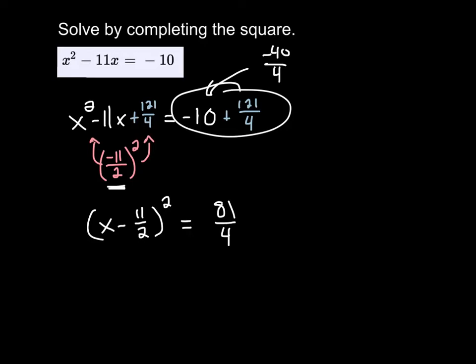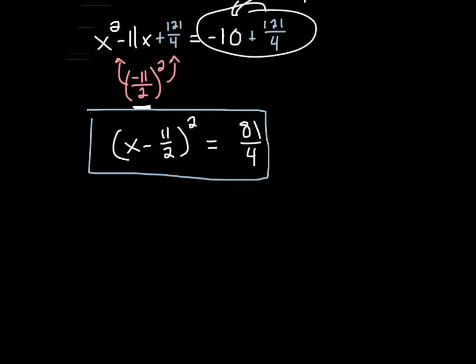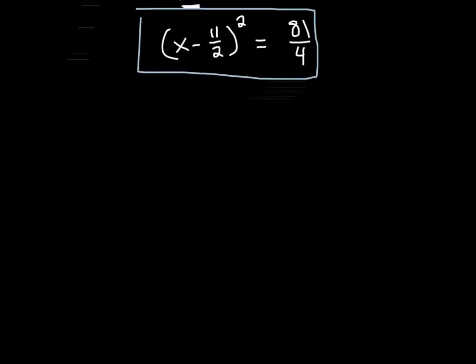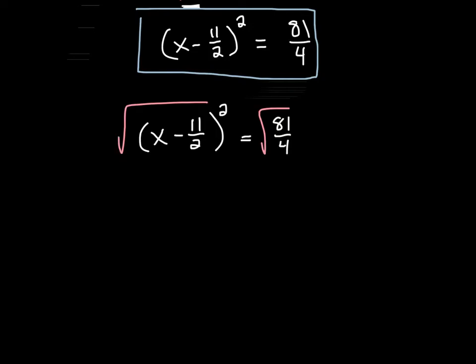So this equation right here now is the form of, I've completed the square. Now we're just going to solve this equation by using a square root. And we do that just by taking the square root of each side of this equation. And when I take the square root, on the left-hand side of this equation, I just get rid of that square, so I have x minus 11 halves.